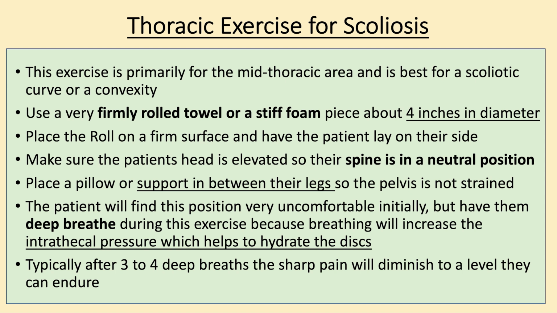Now, what I recommend is a firm foam piece or rolled up towel, but it has to be very, very firm, about 4 inches in diameter, and have the patient lay on their side right at the apex. But when they're laying on their side, you want the spine in a neutral position. So if they're laying on a right thoracic scoliosis, you want pillows to support their head. You want a pillow in between their legs so the pelvis isn't strained. The patient will initially find this uncomfortable, but have them deep breathe.